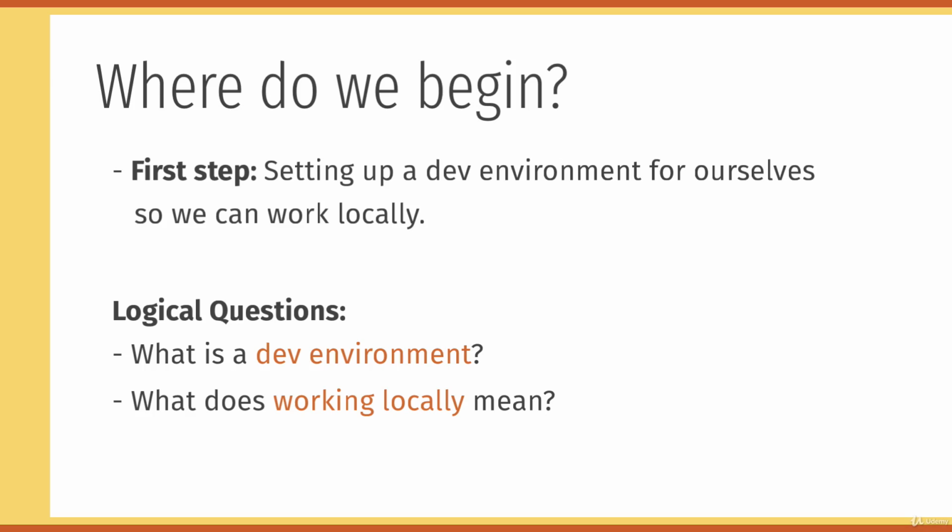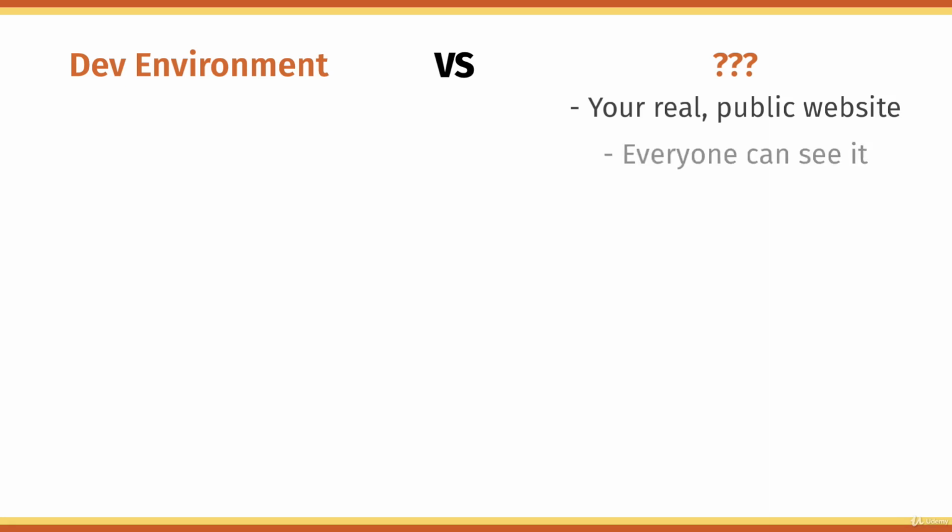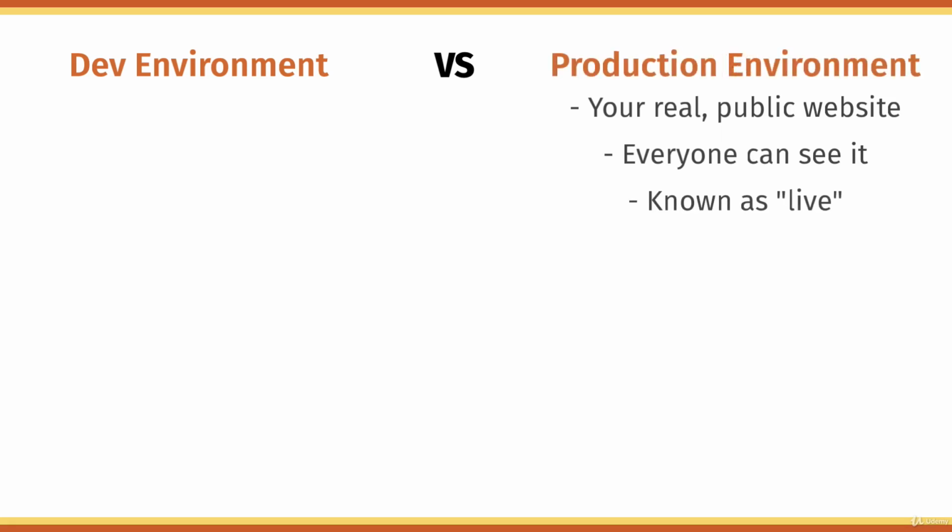Let's start with the dev environment. The best way to explain what it is is to begin with its opposite. The opposite of a dev environment is your real website that the entire world can see. In the past, you might have purchased a domain name, like your own .com or .org, and a web hosting plan, and used WordPress to create a website. In the industry, we refer to that real website as your live environment or your production environment.